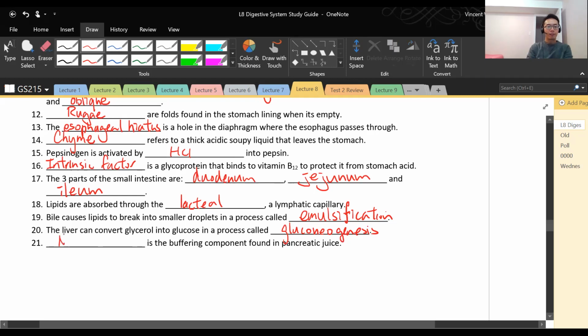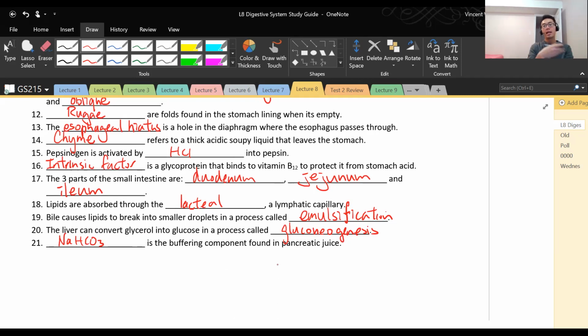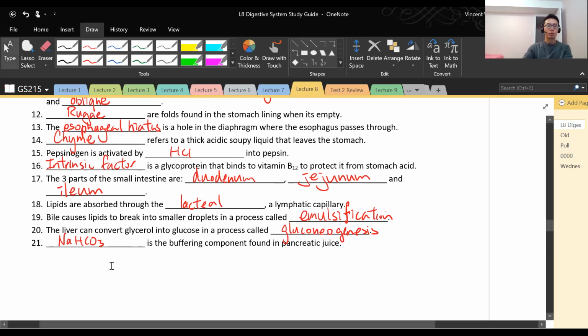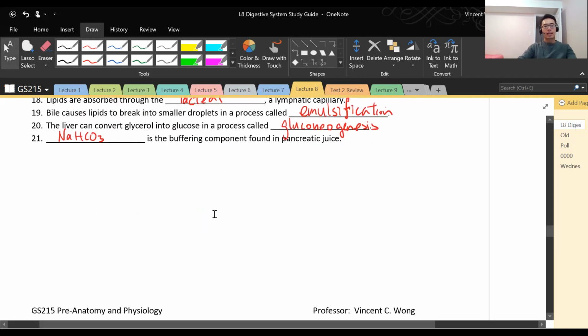And finally, we have the sodium bicarbonate, which is a buffering component found in pancreatic juice. So that sodium bicarbonate will go into the duodenum, and then it will neutralize the hydrochloric acid in the chyme. Okay, we need to do that because the duodenum does not have the mucus protection that the stomach does, and we need to protect the lining by neutralizing the acid. So that is that.